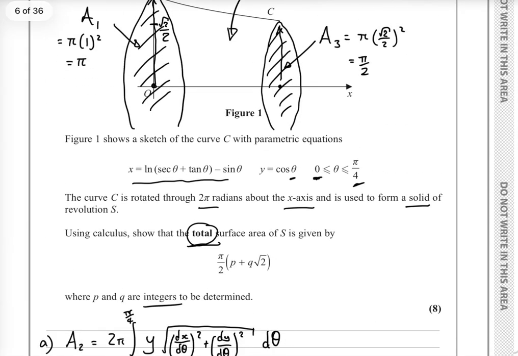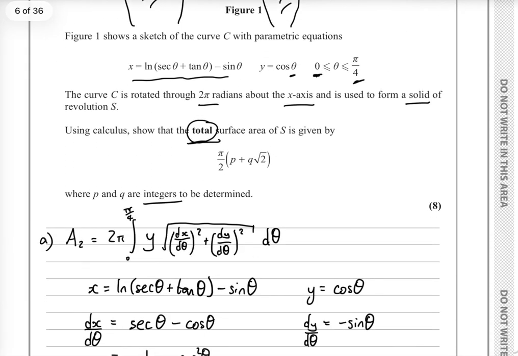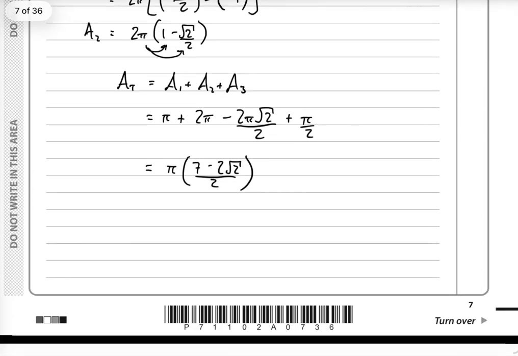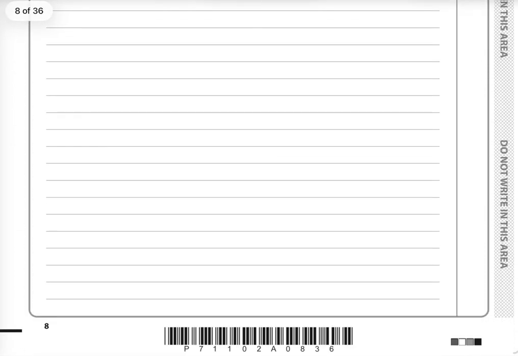Does that match how they want it? Not quite. No, we want a pi by 2 outside, and then the 2 inside should be integers. So we bring that over 2, and that will work out nicely. Pi by 2, 7 minus 2 root 2. And that is our answer for the area. Lots of work, but a nice 8 marks for question 2.